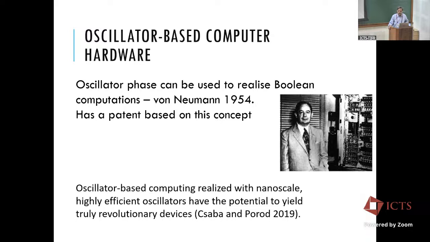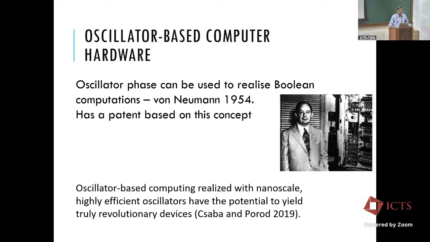Because von Neumann, who's called the father of modern computing, proposed back in the 50s that if you construct computer hardware using oscillators, it will be more energy efficient. So instead of representing binary information in terms of DC levels of a potential, high and low, use oscillatory phase to represent binary information. Something like 0 is 0, and pi is 1. In fact, he is supposed to have taken a patent on that in 1954.